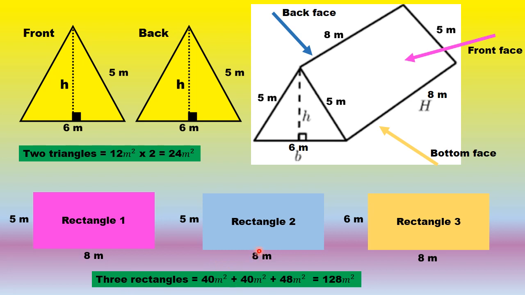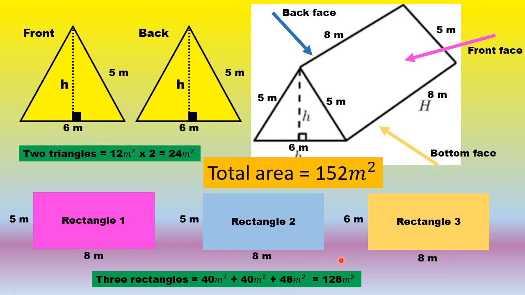Add them all three together, and that gives you a total for all the rectangles as 128 meters squared. How do you get the total area then? You add the area of the rectangles to the area of the two triangles, and voila, you've got 152 meters squared. Okay, please remember when we work with area, you write it up as meters squared.